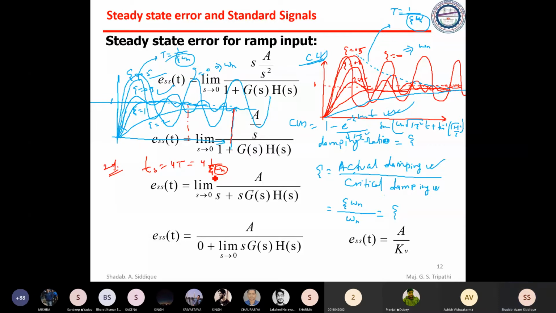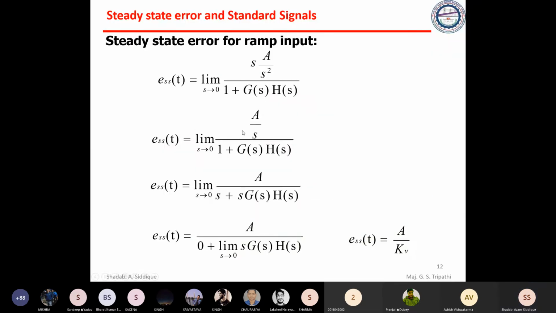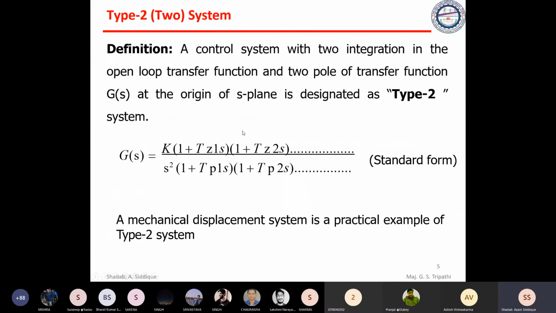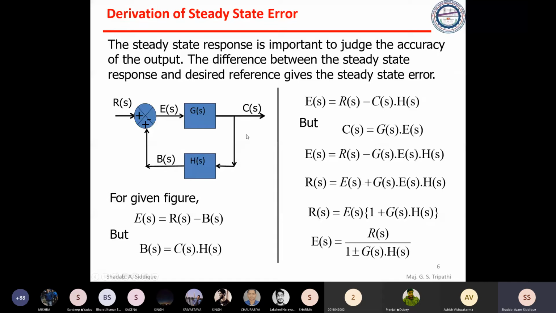Okay, so let me erase all these. Okay, so let me start with the steady state error. So in the last class, or in today's class also, I told you that steady state error can be found out by having ESS. ESS is equal to limit t tending to infinity E of t.